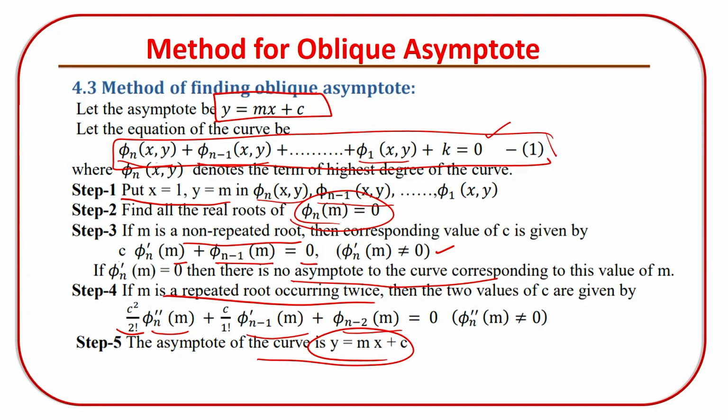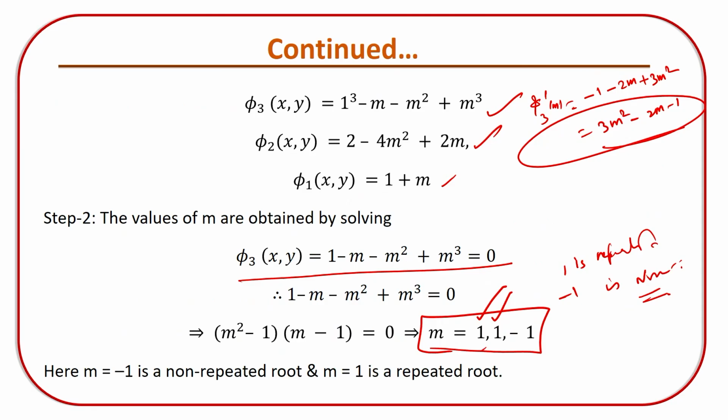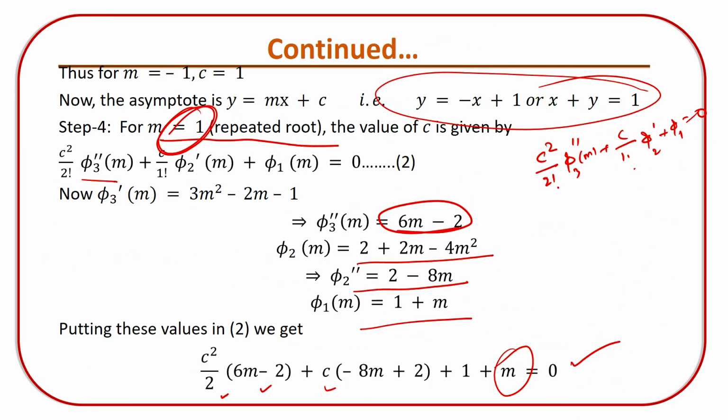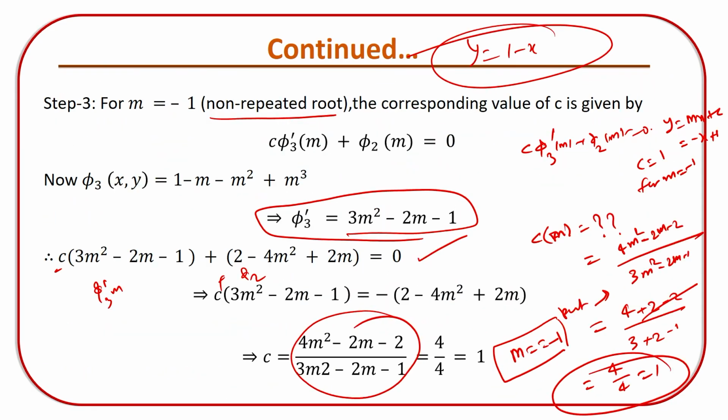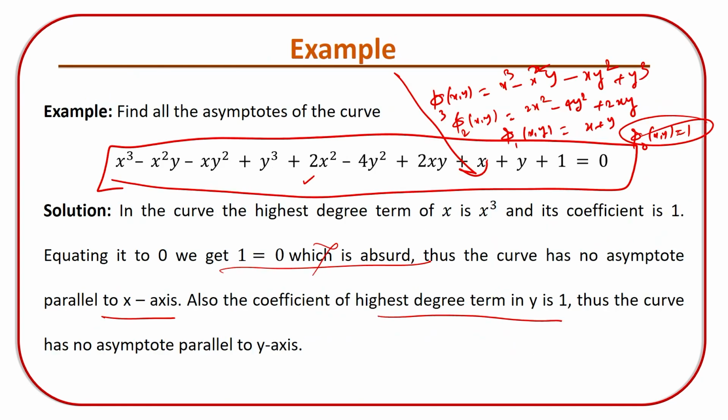If you have a repeated root, then it totally depends on what type of degree you have. So, once you have the nth degree term, then c square by factorial 2 phi n double dash(m) plus c by factorial 1 phi n plus 1(m), that will give you the required value of c in y equal to mx plus c as an oblique asymptote, right. So, that is what we had done, and I believe that we have done it very clearly. If you do not understand, let me know, or I can go through it.